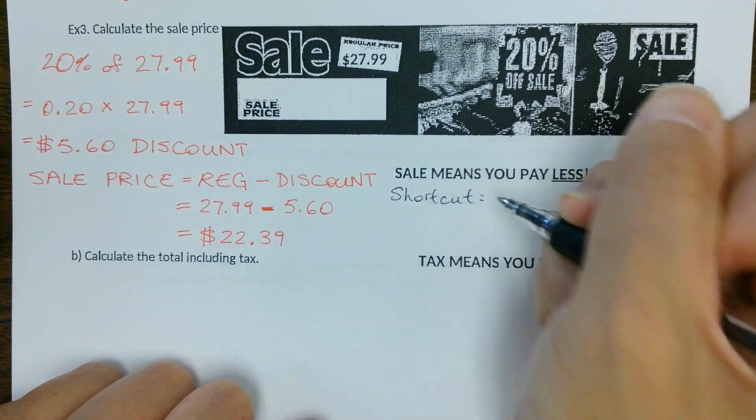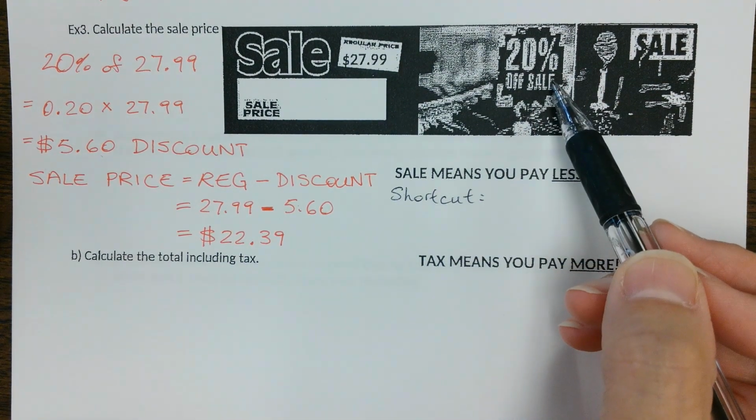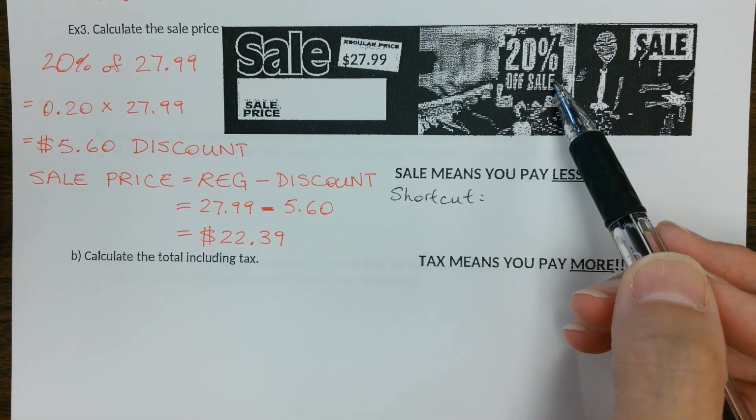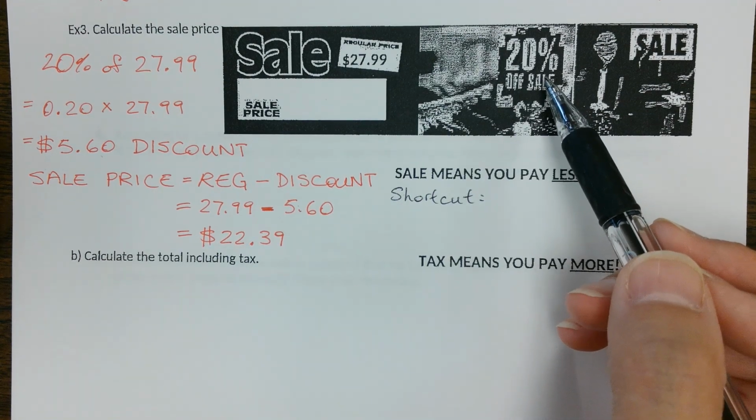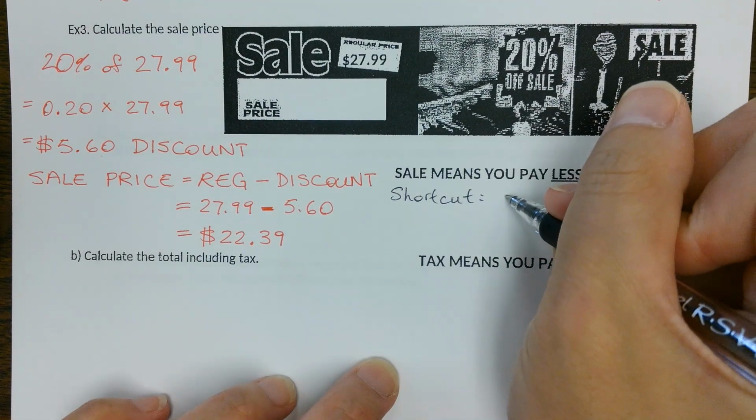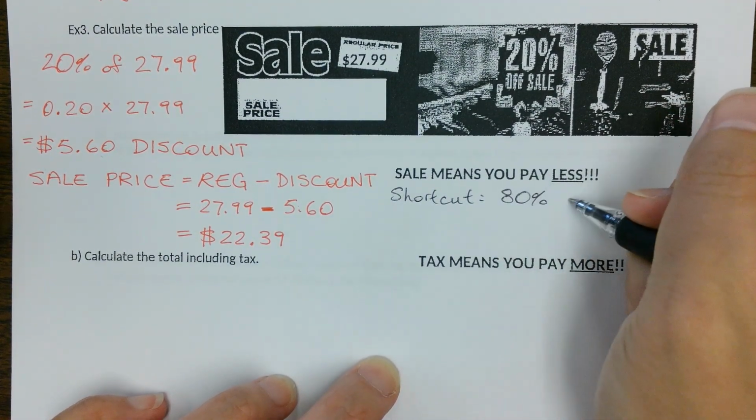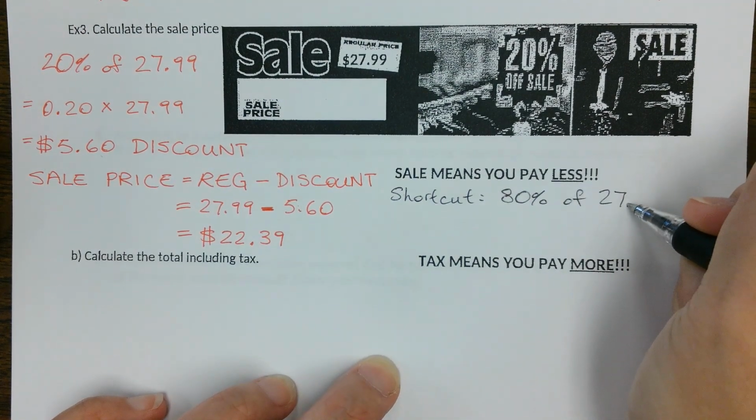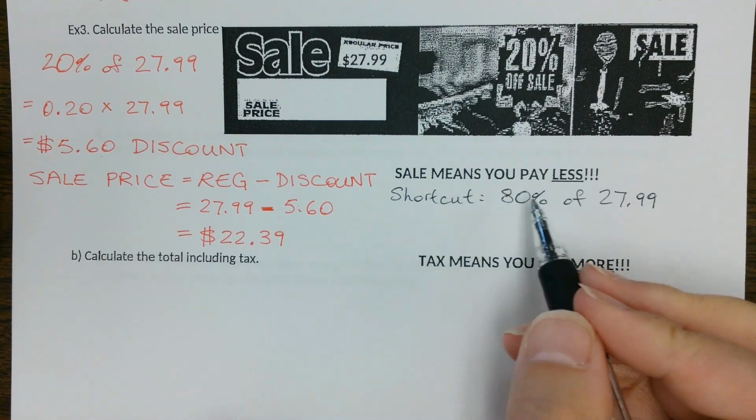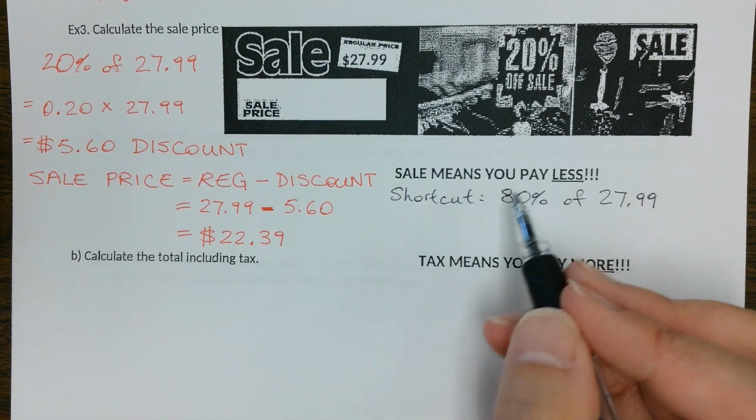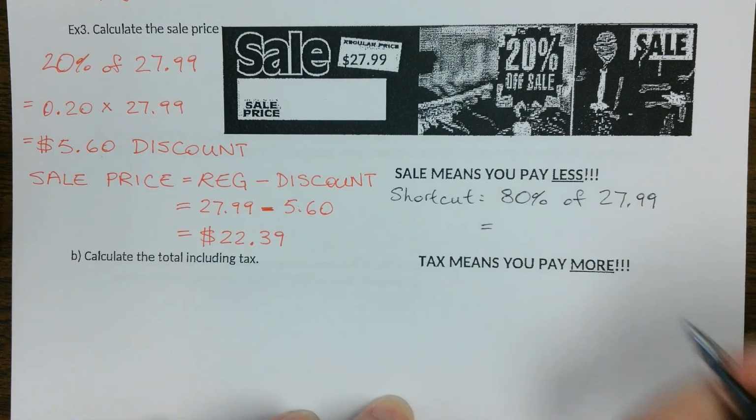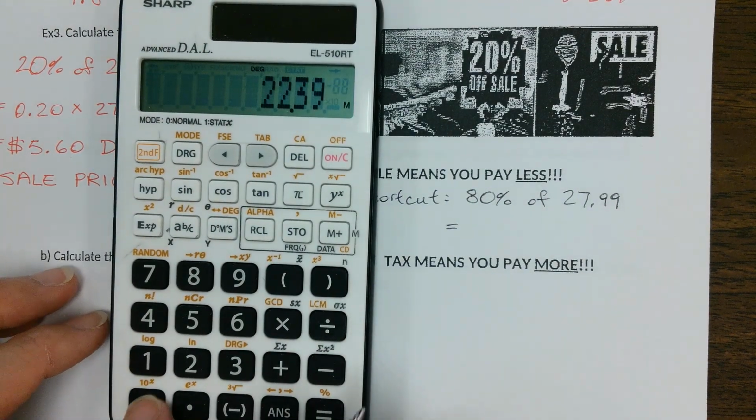Shortcut. So if I am saving 20%, that means how much percent do I have to pay? Brian? If I'm saving 20%, how much of the regular price do I have to pay? 80%. So what I could do is 80% of $27.99. Because I'm saving 20, that means I still have to pay 80% of it. And so when I do 0.8 times $27.99, let's see what we get.